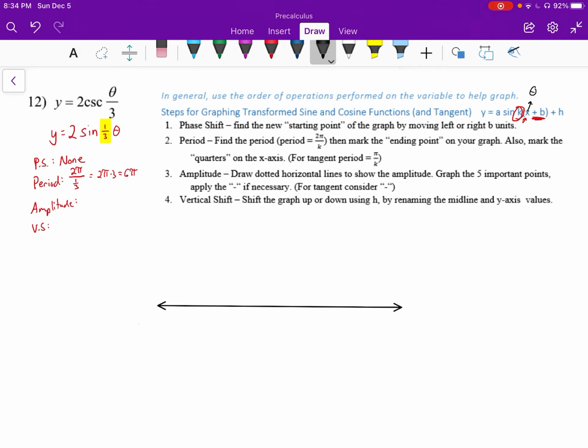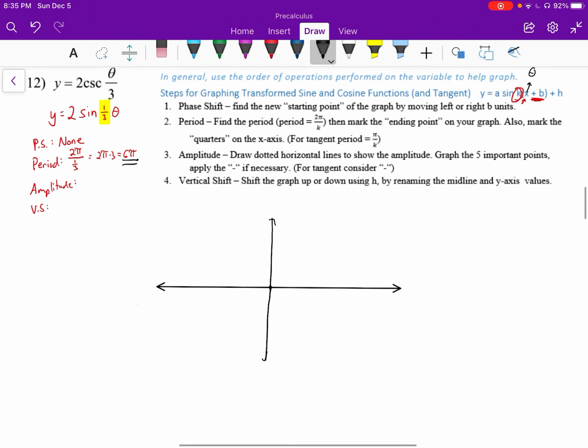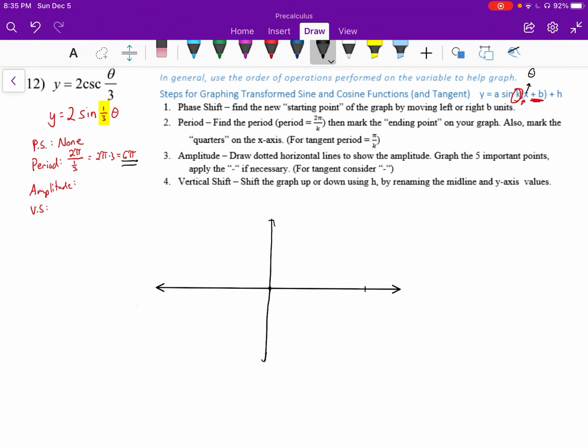So I should have started this a little bit earlier. The fact that there's no phase shift means our starting point is at 0. And then we find our ending point. We find our ending point by taking our starting point, which is 0 in this case, and adding the period. So our ending point is going to be 6 pi. And then we find our quarters. So I'll mark those there.